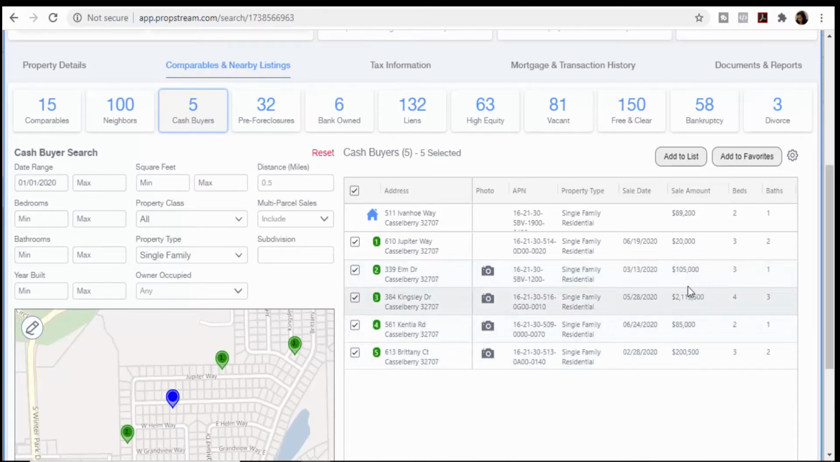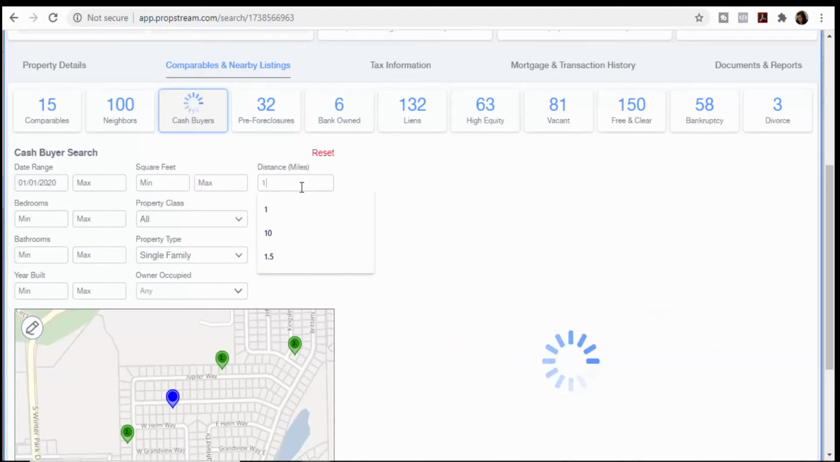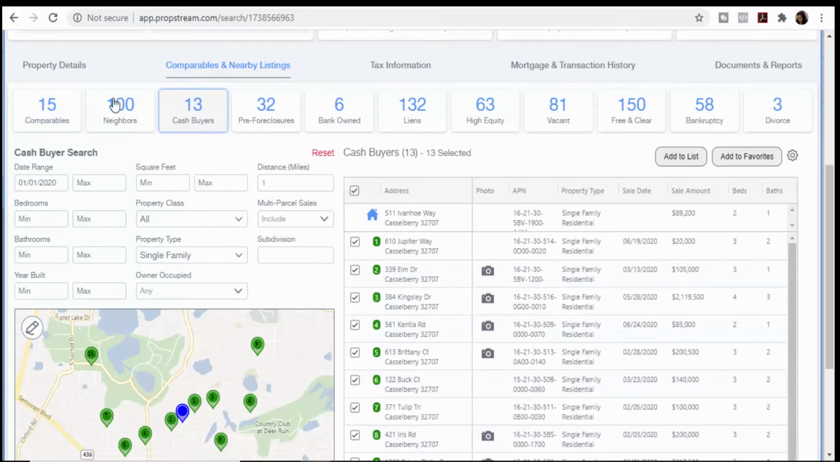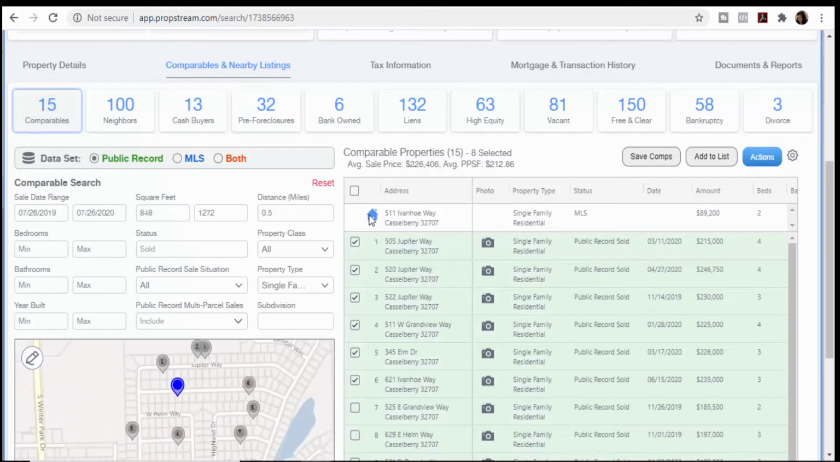I'm assuming this right here is a typo on the property appraiser's website because this area does not justify $2 million. So let's go out a little bit further so we can see a little bit more what's going on in this neighborhood. Oops. Not looking for cash. We're looking for regular comps.